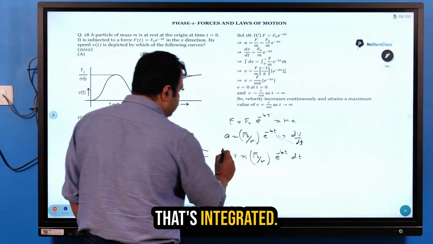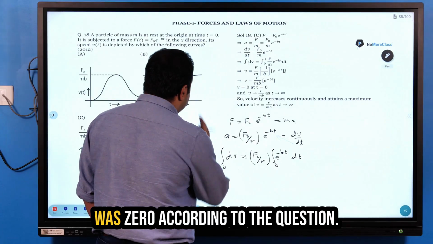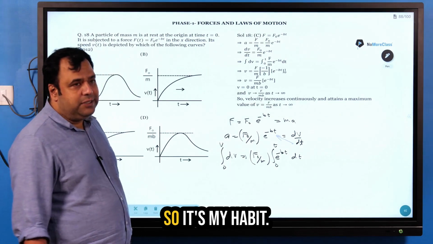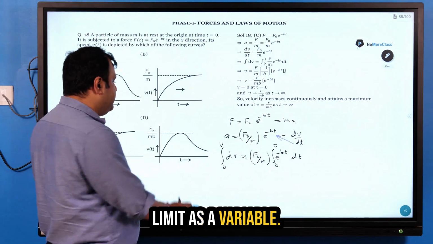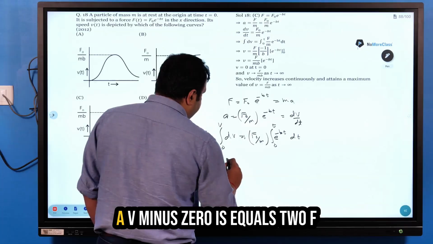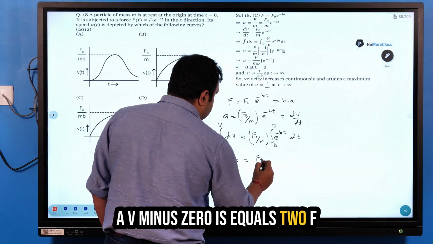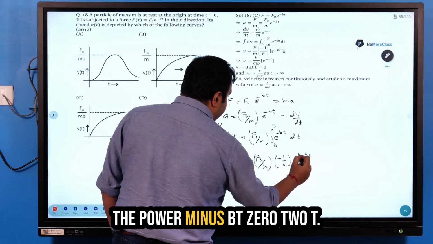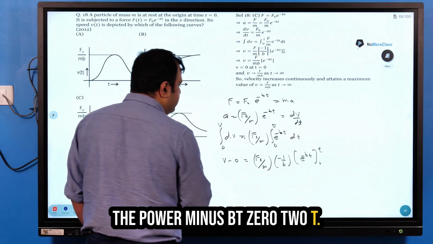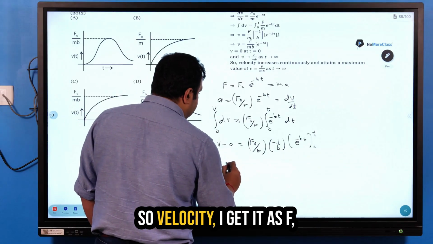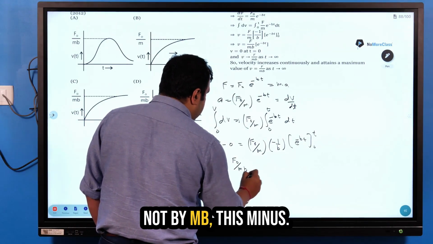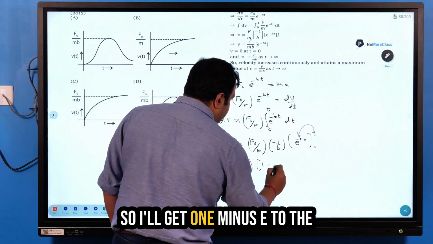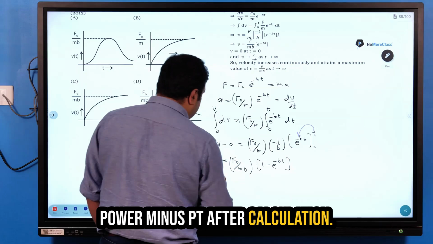Let's integrate it. So when the time was 0, velocity was 0 according to the question. And when the time is t, velocity is v. It's my habit to always keep the upper limit as a variable. So if I integrate this, I'll get v minus 0 equals F naught by m times minus 1 upon b e to the power minus bt, from 0 to t. The velocity, I get it as F naught by mb. This minus I'll take inside. First I write t and then I write 1. So I'll get 1 minus e to the power minus bt after calculation.